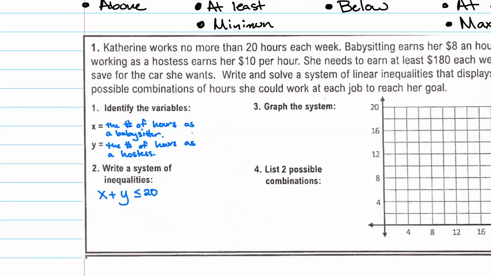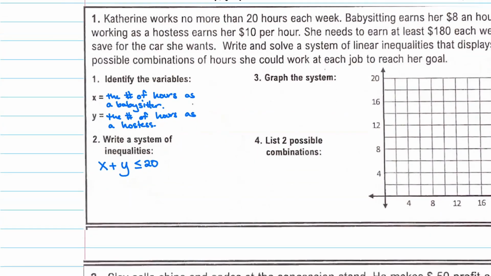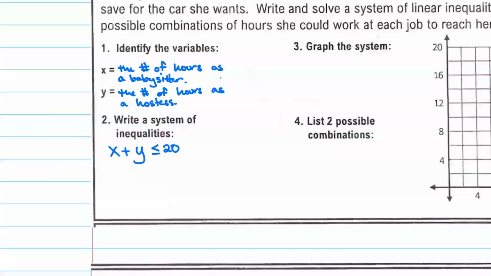They said that she earns $8 an hour babysitting, and she earns $10 per hour as a hostess, and that she wanted to earn at least $180. Okay, so let's go ahead and talk about what's going on. $8 an hour as a babysitter. Remember, babysitter was X. And we've done this before. So if I want $8 an hour as a babysitter, that is 8X plus. And she's getting $10 as a hostess per hour. So that's going to be 10Y.